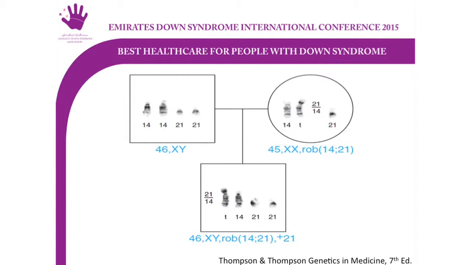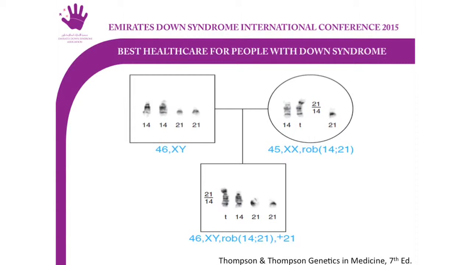And this is what we see in karyotype. So this is a male with 2 copies of chromosome 14, 2 copies of chromosome 21, a normal male. And here a female, phenotypically normal. She doesn't have any complaints, the mother, because she has 14 and 21 and 21. So she has all the chromosomes, but the problem here is that 21 and 14 are attached to each other.